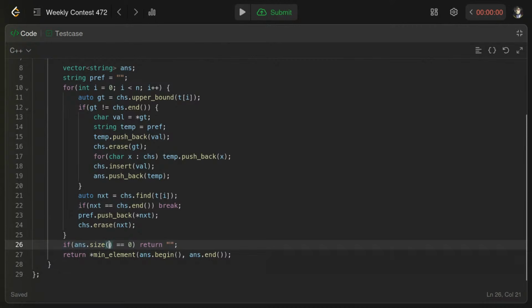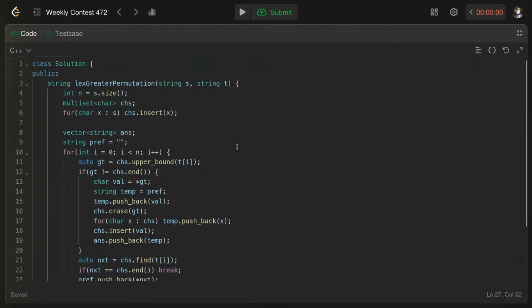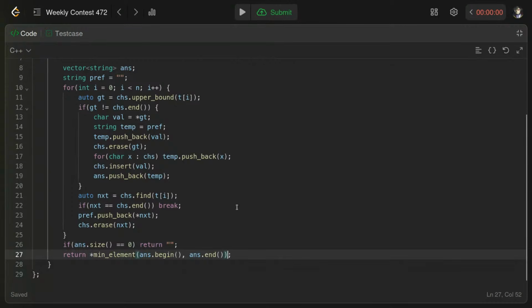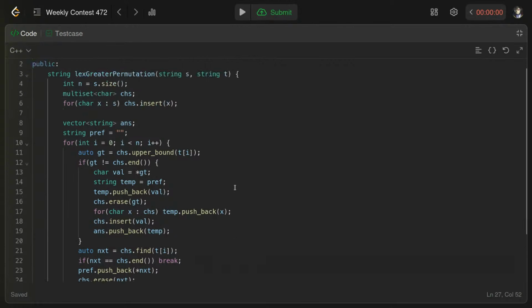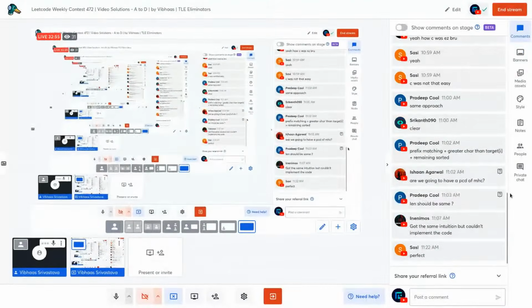And then if there is no answer, so if the answer array is empty, we can return this. Otherwise, we can just return the minimum element of your answer. So we just return the minimum lexicographic element in our answer array. Right? So it's kind of a brute force with some optimization. We're finding all the possible strings from each least point of difference which can be found and taking minimum of them. Fine. Makes sense?